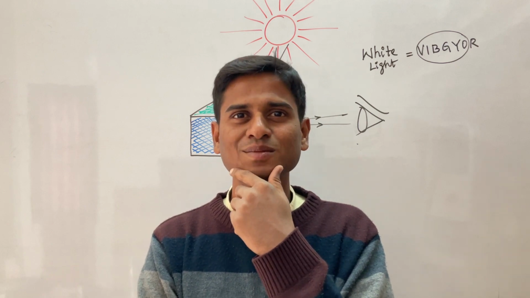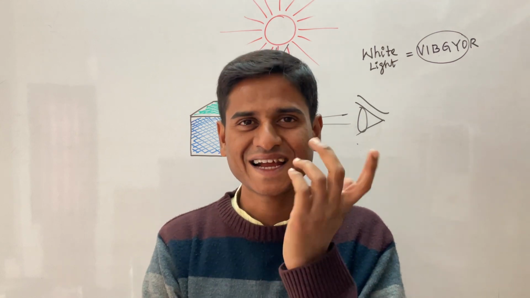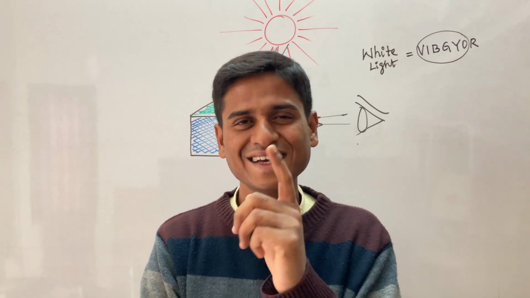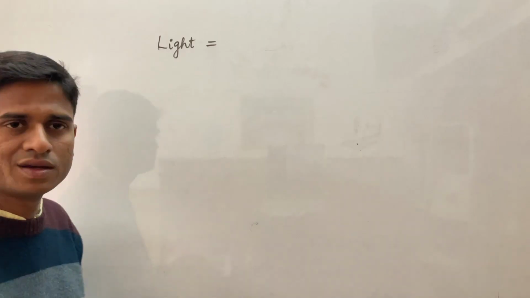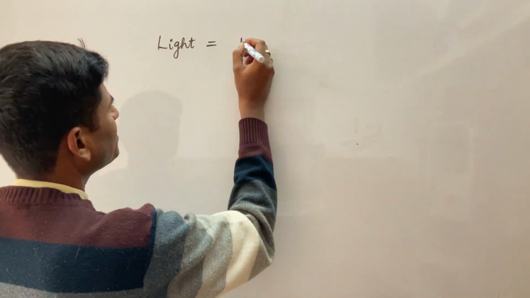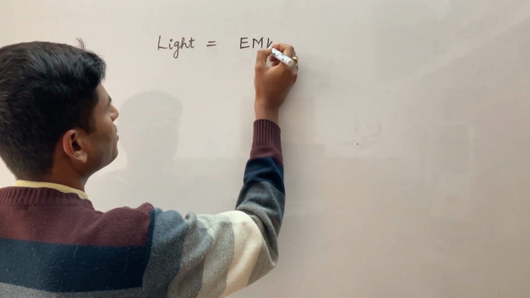I am saying red light, yellow light, blue light, etc. If light itself is invisible, where are these colors coming from? Okay, let us discuss that. Let us understand clearly. What is light? Light is basically an electromagnetic wave.